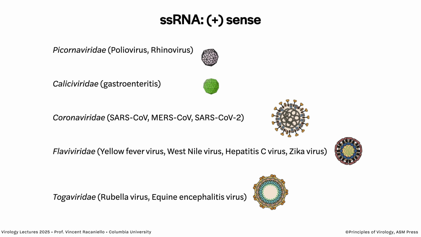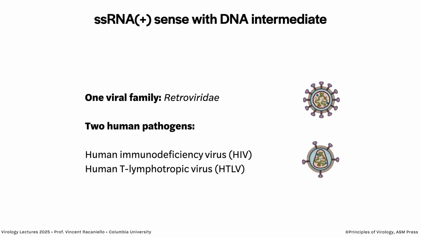There you have your coronaviruses, which include not only SARS-CoV-2, but MERS, SARS, and others. Flaviviridae, yellow fever, West Nile, Hep C, and Zika, and togaviruses, including rubella and equine encephalitis virus. So equine encephalitis virus is a mosquito-borne virus that can cause illness in horses and also in people if the mosquito should bite them. And then plus-stranded RNA viruses with a DNA intermediate.